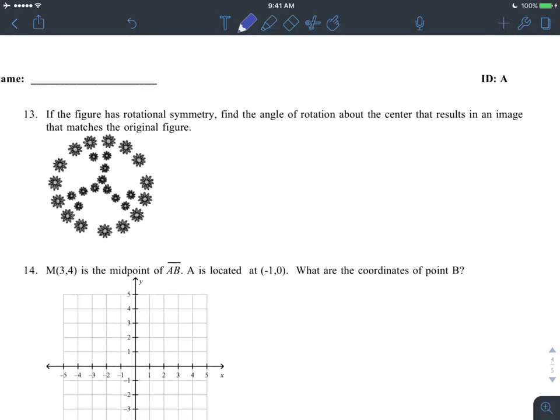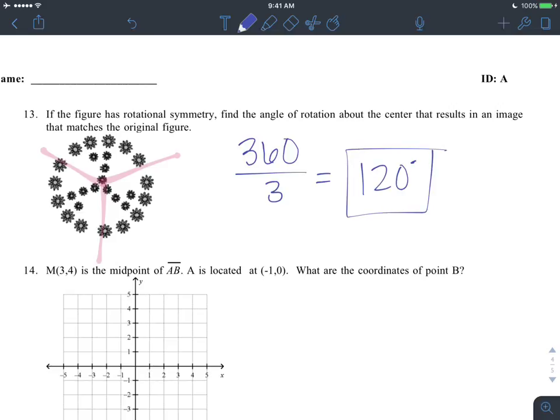All right, the figure has rotational symmetry. Find the angle of rotation. So this picture has 3 congruent parts. We can break it up like this, or pretty much a lot of ways in 3 ways. So we're going to have 360 divided by 3, which is 120 degree rotational symmetry.